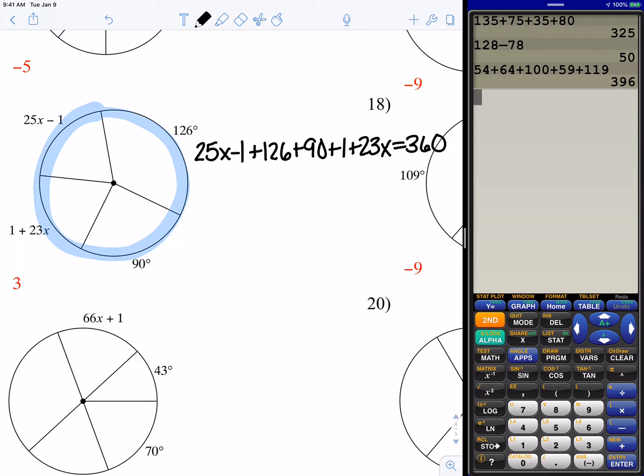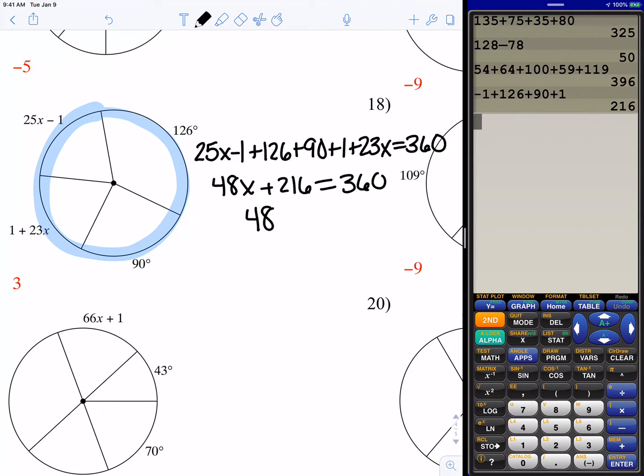All right, so if I have, let's see, negative 1 plus 126 plus 90 plus 1. So we get 216, and then I have 48 x's plus 216 equals 360. Subtract 216, I get 48x equals 144. 144 divided by 48 leaves me, just kidding, leaves me with 3, so x is 3.